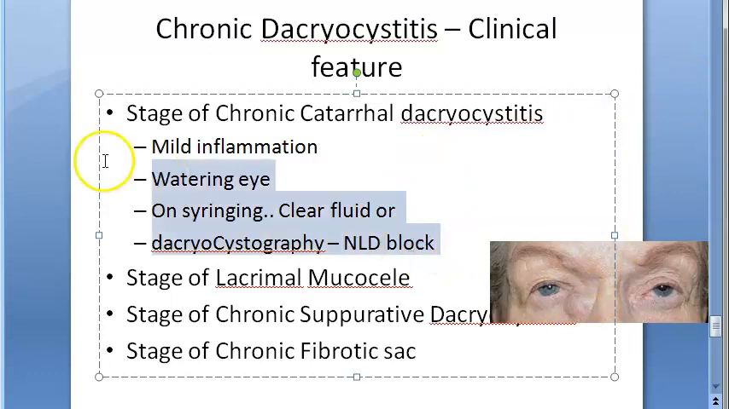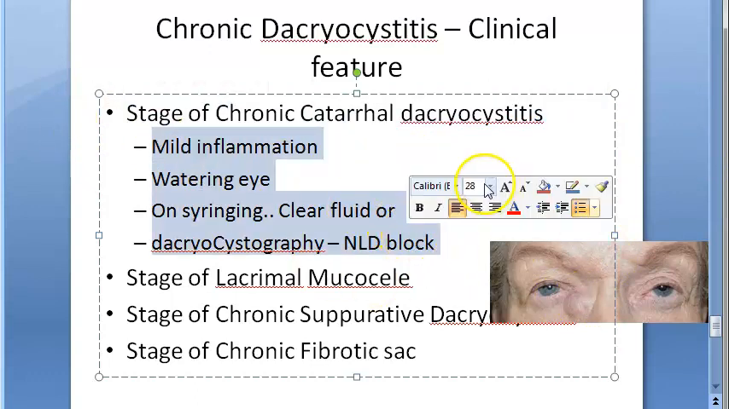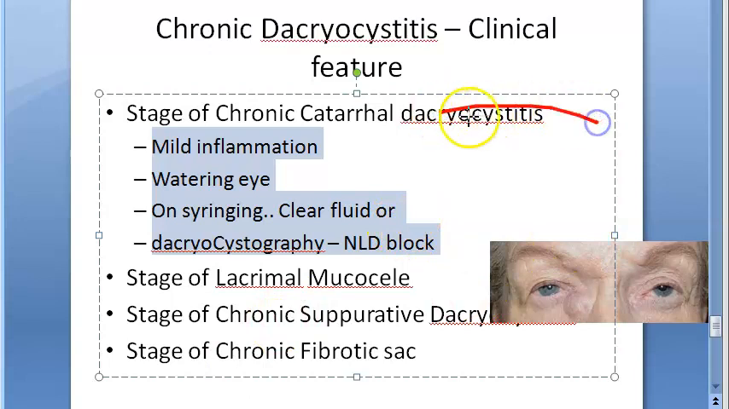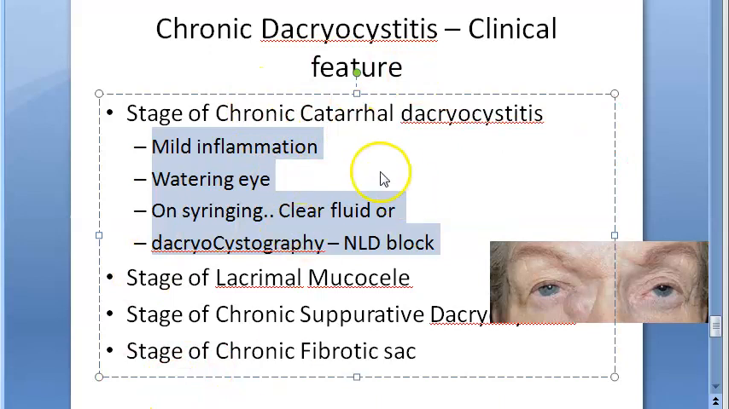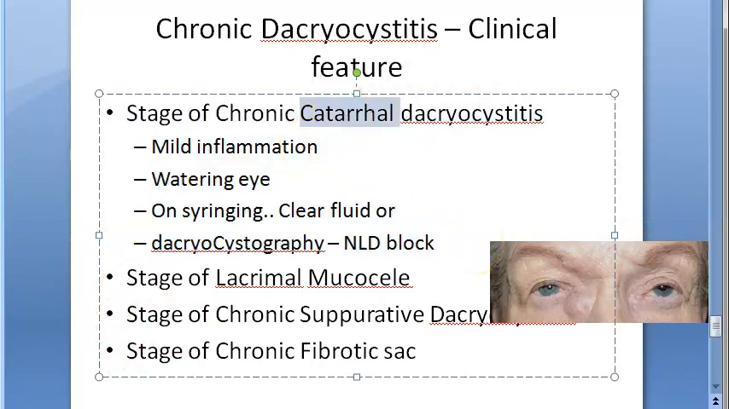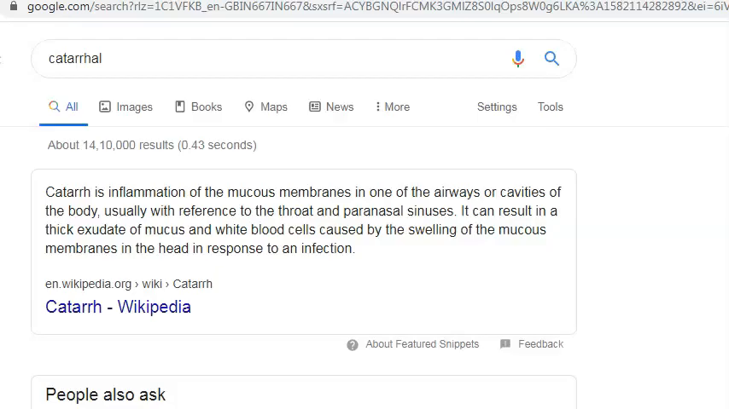Basically, you can understand that at this stage, it is not infected yet, right? If this is the eye and here you have the nasolacrimal duct, you can see this duct will be blocked. There will be some clear fluid in the lacrimal sac, and a lot of watering of the eye. These are the symptoms in chronic catarrhal dacryocystitis, the first stage. But what do you mean by catarrhal? It is the inflammation of the mucous membrane, usually in reference to the throat or paranasal sinuses.